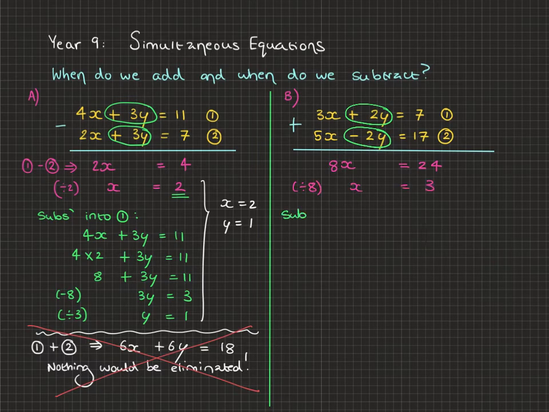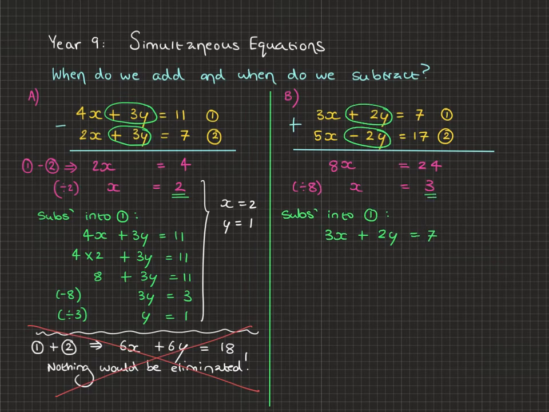I can then substitute into either equation. I'm choosing equation 1 because it doesn't contain a negative, and so will probably involve a little bit less work. That's 3x plus 2y equals 7. And I've got to make sure I replace x with its value, which is 3.